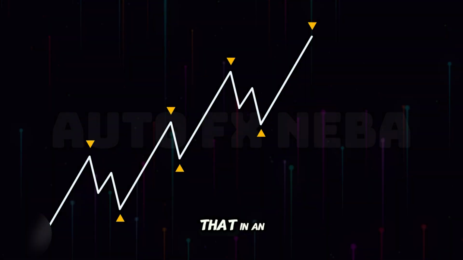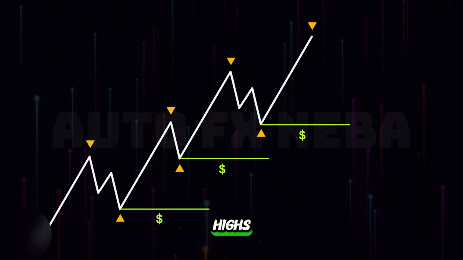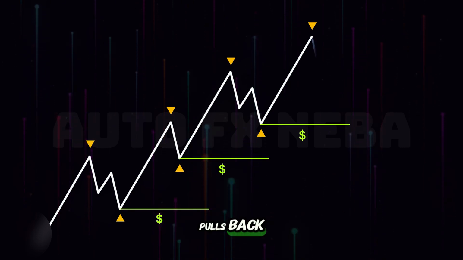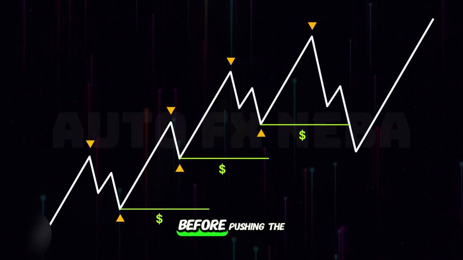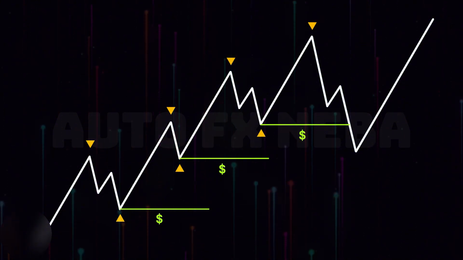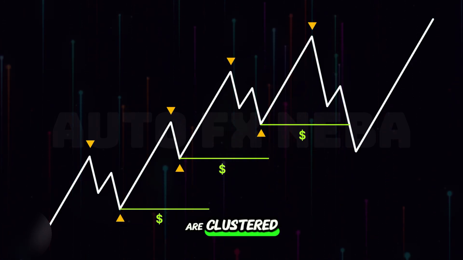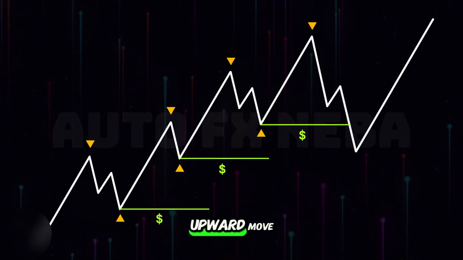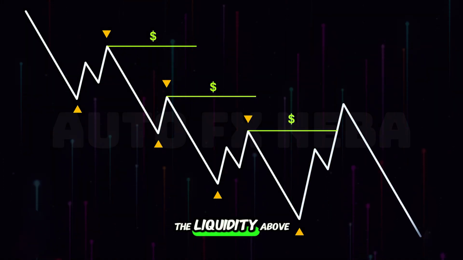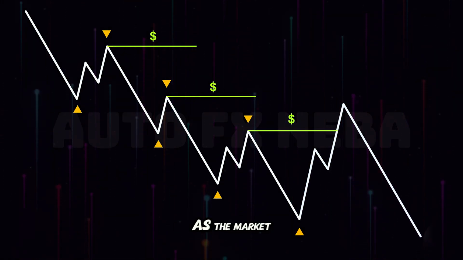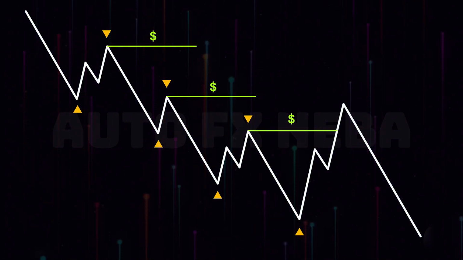It's worth mentioning that, in an uptrend, the liquidity below swing lows is more important than the liquidity above swing highs. This is because when the market pulls back, smart money often targets those swing lows to collect sell-side liquidity before pushing the price higher again. These levels act as strong support zones where stops and pending sell orders are clustered, giving the market a chance to fuel the next upward move. Similarly, in a downtrend, the liquidity above swing highs becomes more important, as the market often sweeps these areas to collect buy-side liquidity before continuing lower.